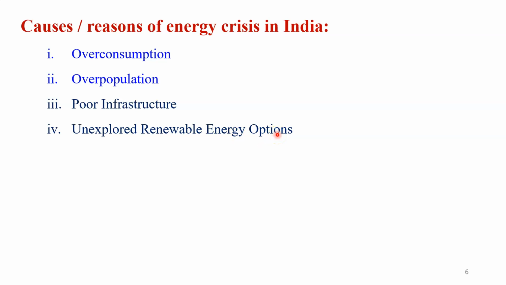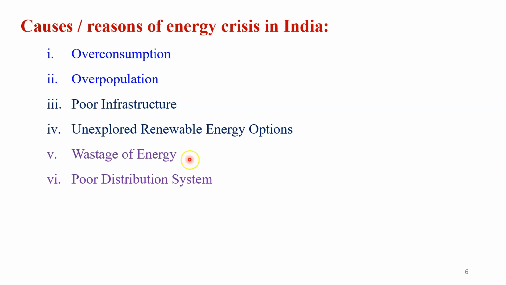Dear student, you know that renewable energy resources such as solar energy, wind energy, tidal energy, and many other renewable sources help in generating energy. But as some renewable energy resources are not yet discovered or identified, an energy crisis can be observed in India. Next is also a very important reason for the energy crisis, that is wastage of energy. Yes, student, this is also very important. Some people unnecessarily consume a lot of energy, and this leads to an energy crisis in India.